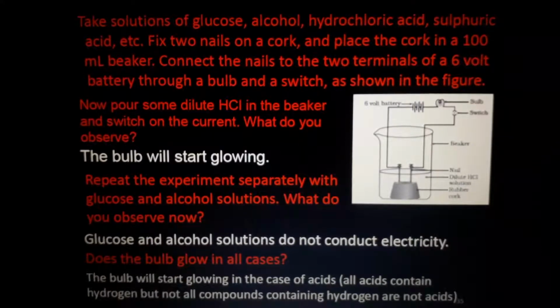But we cannot tell it as acid. Why? Because they won't release it. Okay, that is the difference between acid and other solutions. These are organic compounds, glucose and alcohol, but they won't release hydrogen during a reaction. That's why we cannot consider them as acids.